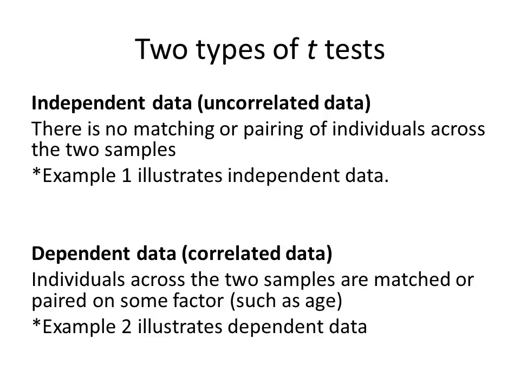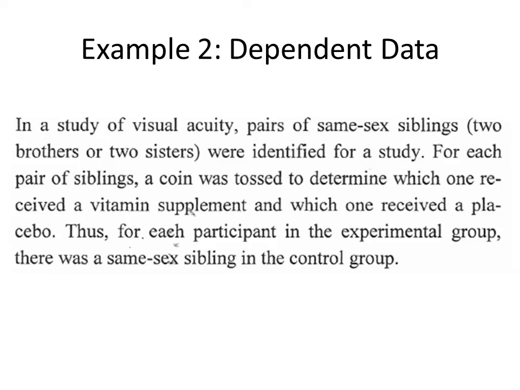So it talks about the visual acuity, and it's talking about pairs of same-sex siblings. So 2 brothers or 2 sisters were identified, and so for each pair of siblings a coin was tossed to determine which one received a vitamin supplement and which one received a placebo. So for each participant in the experimental group there was a same-sex sibling in the control group. So these participants were matched based on the fact that they were same-sex siblings.